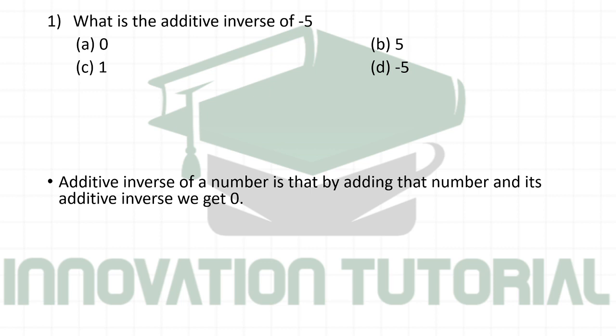So minus 5 plus option A, that is 0, is equal to minus 5. So it is not equal to 0. Minus 5 plus 5 is equal to 0. That means our answer is option B, that is plus 5. So let's move towards our second question.